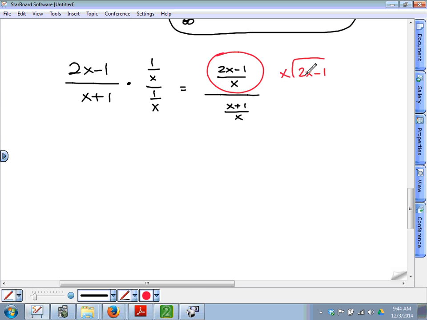How many times does x go into 2x? 2 times. 2 times x is 2x. Okay. Draw the line, change the sign. So the remainder is negative 1. So this is 2 minus 1 over x. I know it's been a while since you've done long division of polynomials, but does that make sense?